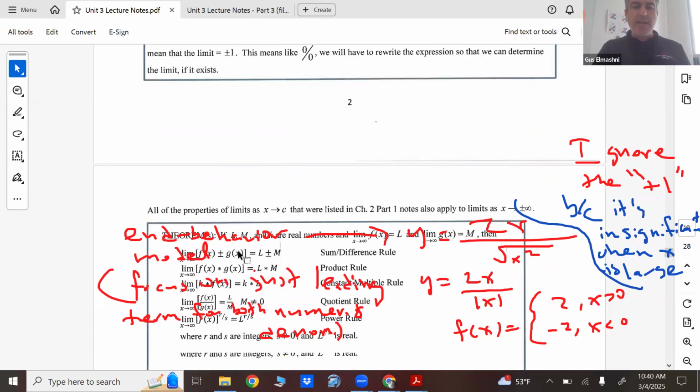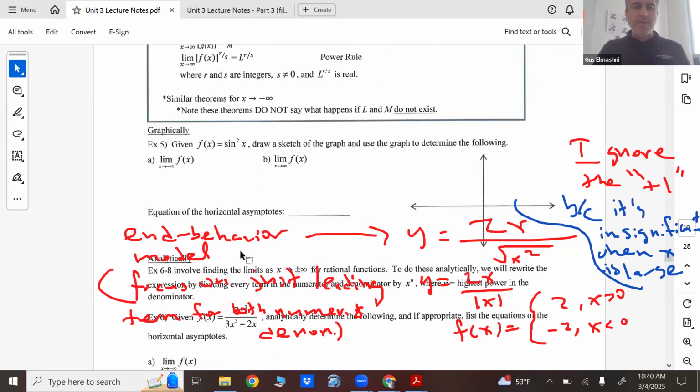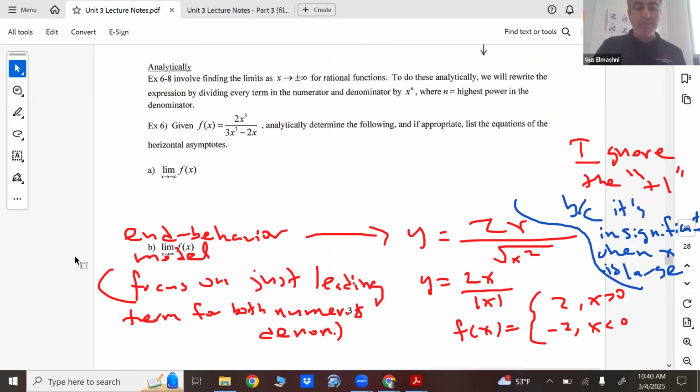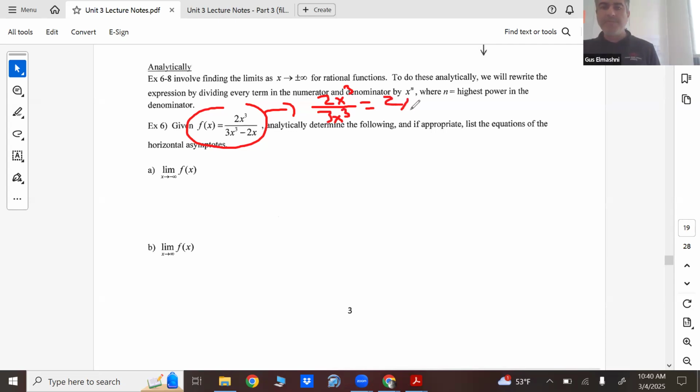So actually, with that thought in mind, let's jump to example 6. And I'll come back and do example 5 in the table up above. But let's jump to example 6 with that in mind. If you think about it, it's really like saying this. What does that reduce to? So it's just 2/3, right?